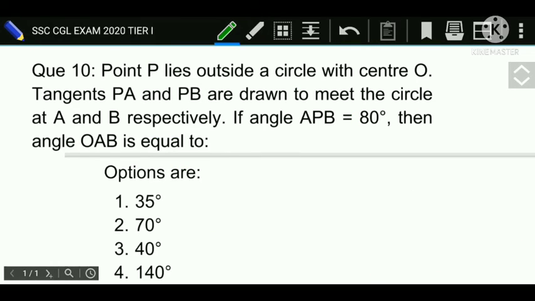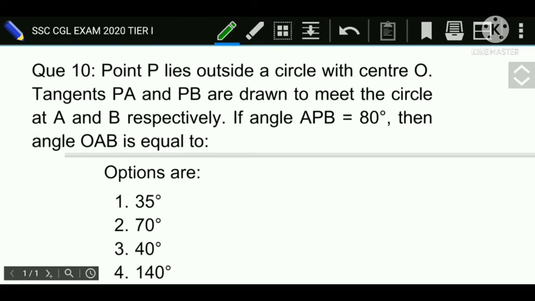Here is question number 10. Point P lies outside a circle with center O. Tangents PA and PB are drawn to meet the circle at A and B respectively. If angle APB equals 80 degree, then angle OAB is equal to. Options are 35 degree, 70 degree, 40 degree, 140 degree.